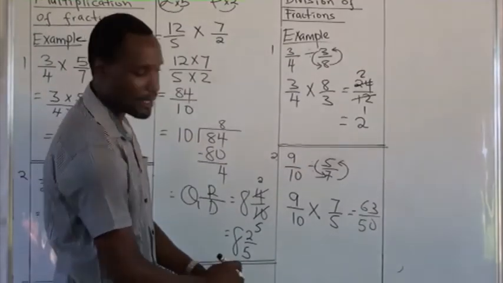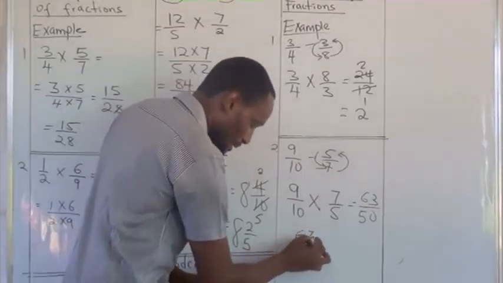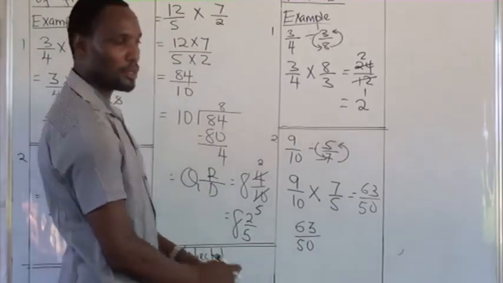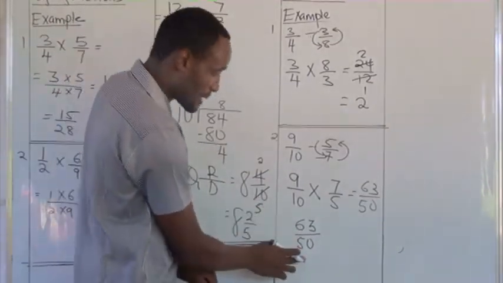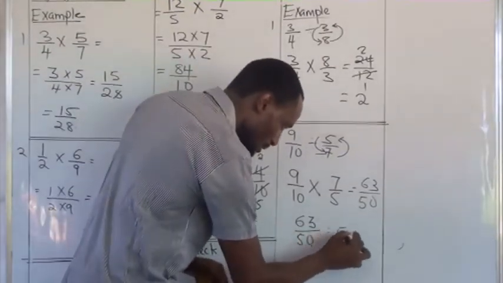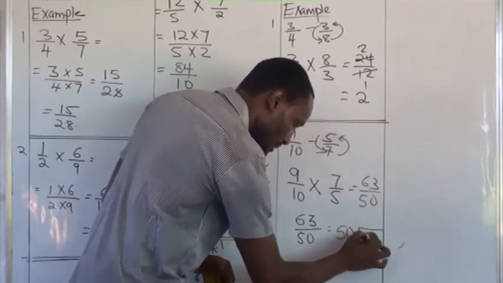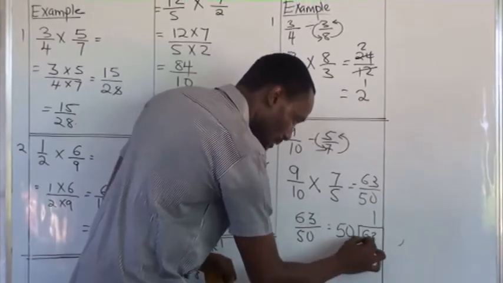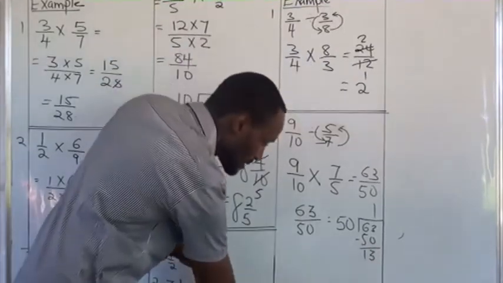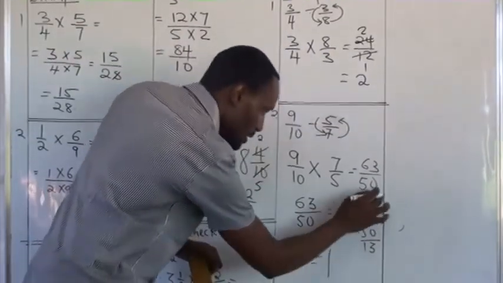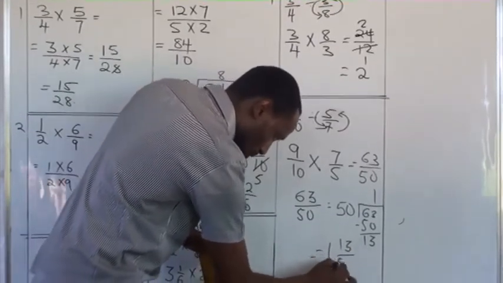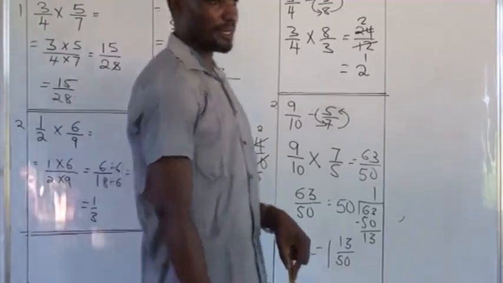63 over 50. But this one has a bigger numerator and a smaller denominator. So what do we do? We just divide. We use the method we used here. That is 50 into 63. Goes there 1, 50, subtract to get 13. So the answer becomes the quotient, which is 1, the remainder 13 over the divisor, which is 50.